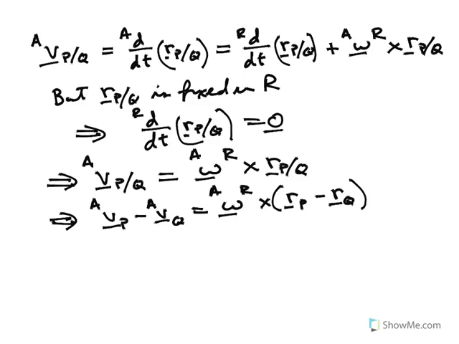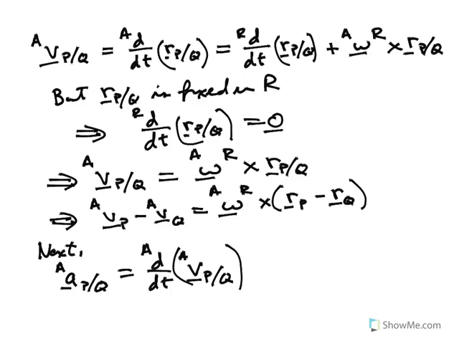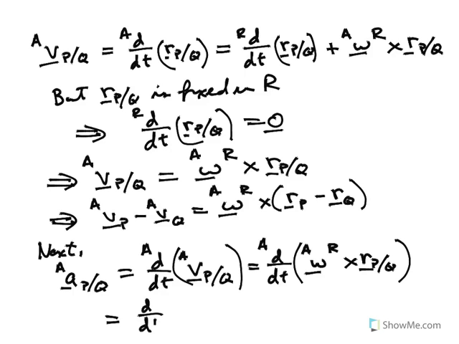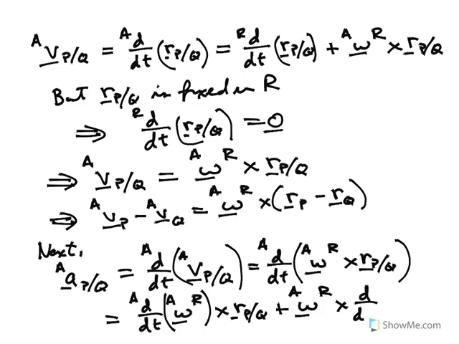So now let's do the next derivative, which is the acceleration. We know that the acceleration of P relative to Q in A is equal to the rate of change in A of the velocity of P relative to Q in A. But that is equal to the rate of change in A of the result that I just computed, which is the angular velocity of R in A crossed with the position of P relative to Q. And that equals, from the product rule of differentiation, the rate of change in A of the angular velocity of R in A crossed with the position of P relative to Q plus the angular velocity of R in A crossed with d dt in A of the position of P relative to Q.